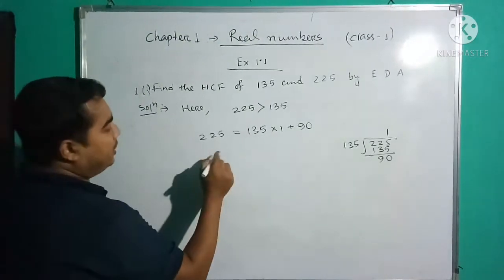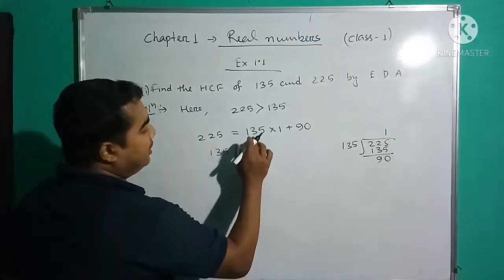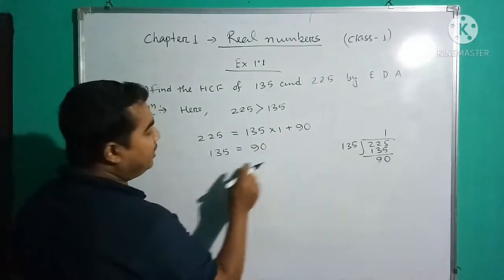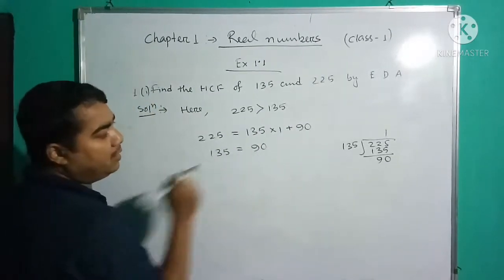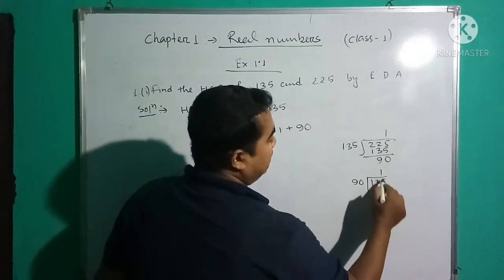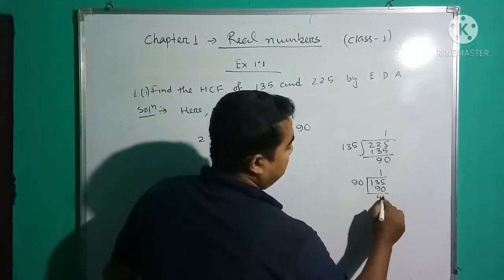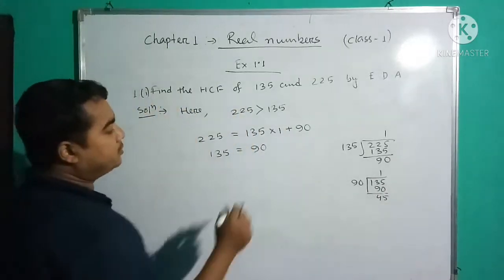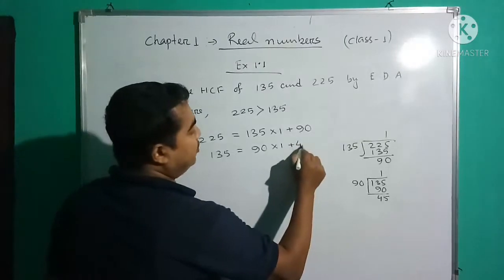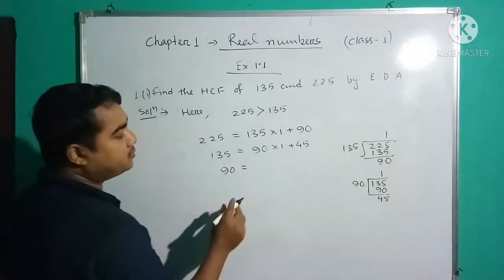Next, now 135 transfer to the left side and 90 write instead of 135. Again you divide 135 by 90. See, long division, 9 1 is 90 and 45 is remainder. So 90 how many times? One time and remainder is 45. Again 90 transfer to the left side and 45 write at the 90 place.